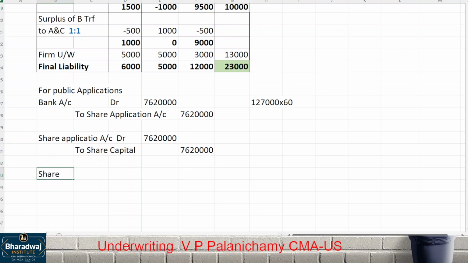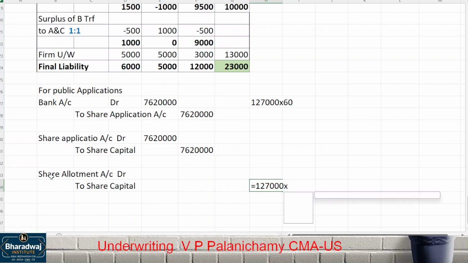Then share allotment account debit to share capital, due entry. Same like issue of shares, you have to treat it and pass the entry. 1,27,000 into 40. 60 on application, 40 on allotment. I hope the money was duly collected. It's given in the question.